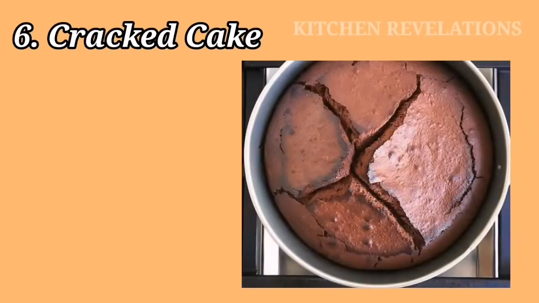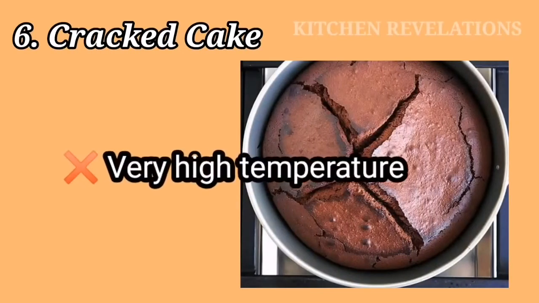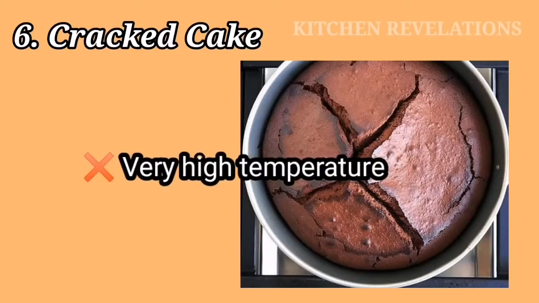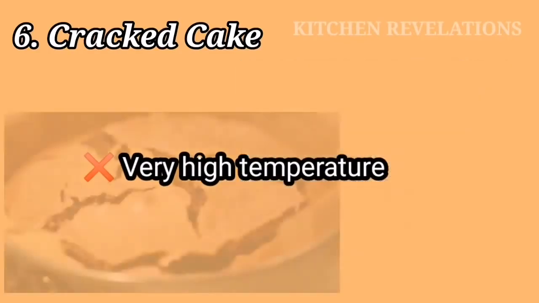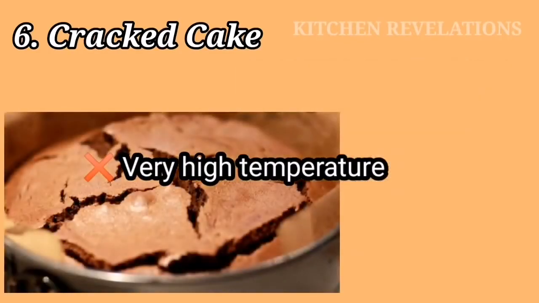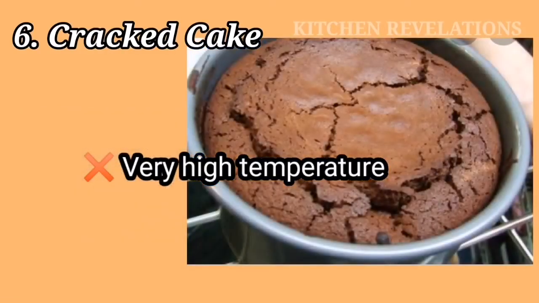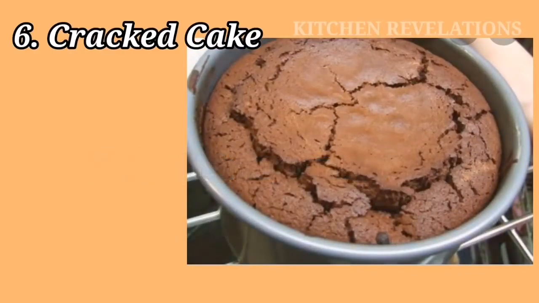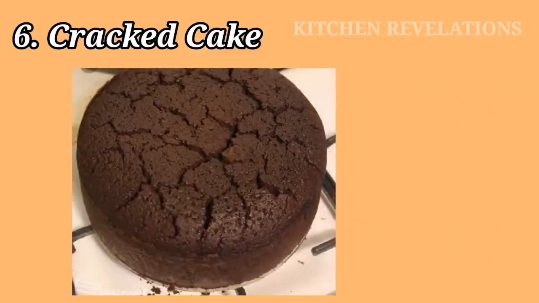The next problem that we face is a cracked cake. This happens when your temperature setting is really high. If the oven is too hot, the outer portion of the cake cooks much faster than the inside part. Top portion cooks quickly and at the same time inside of the cake continues to cook, and this results in a cracked crust. So it is always important to check the temperature settings before baking.